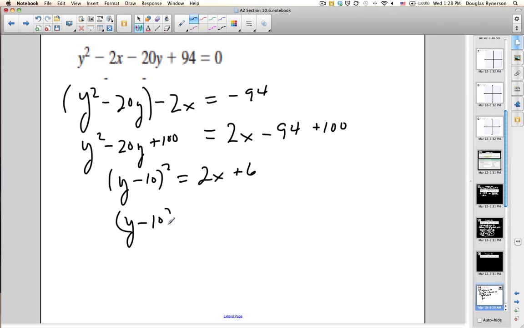Now remember, I have to have a coefficient in front of x to the first power, so I factor a 2 out of everything, x plus 3, and now I'm in standard form for a parabola.